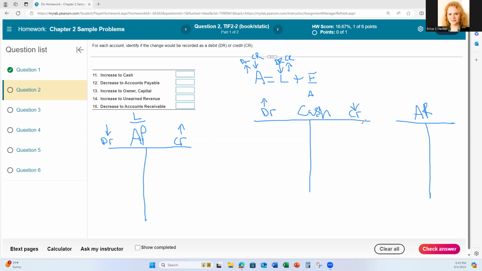And we'll talk about expenses and revenues here in a second. But all right, first, let's go through here. We are going to increase our cash. Cash is an asset. It increases by debiting.